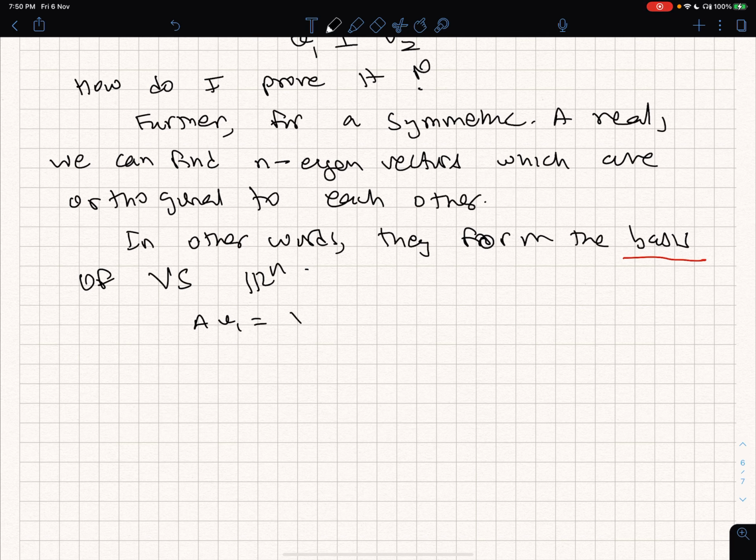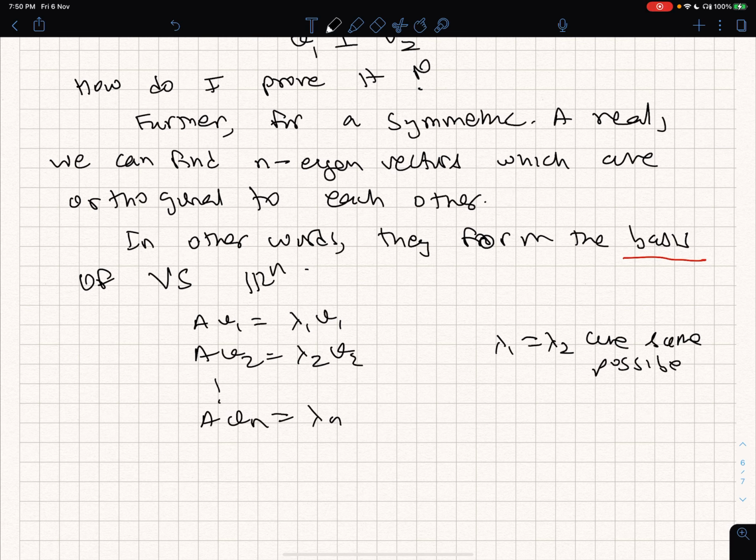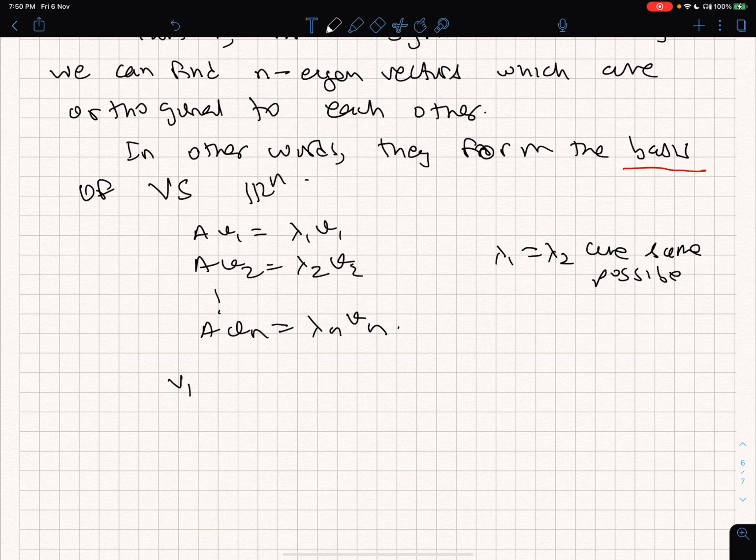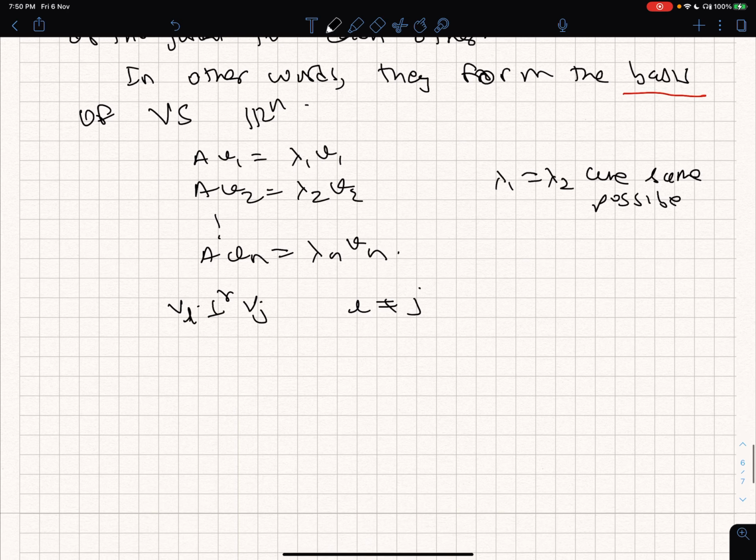I am saying that A v1 is lambda 1 v1. Some of these eigenvalues could repeat also. That means it's likely that lambda 1 and lambda 2 are the same. This is possible. And so on up to A vn equals lambda n vn, and I can do this in such a way that vi is perpendicular to vj when i is not equal to j.